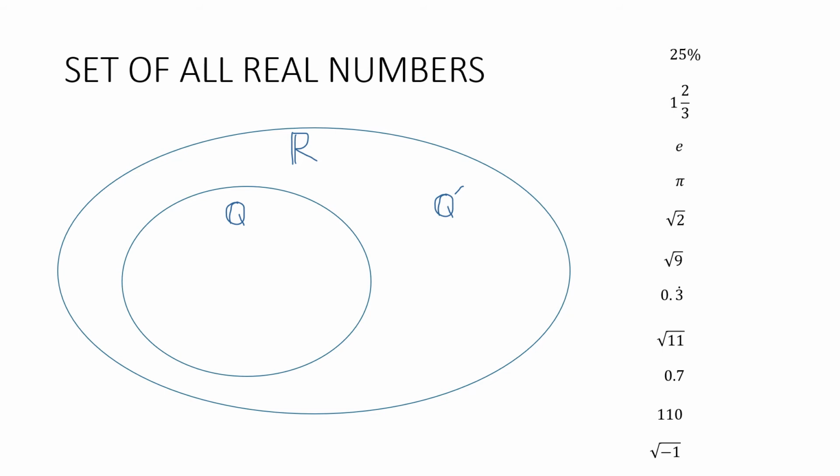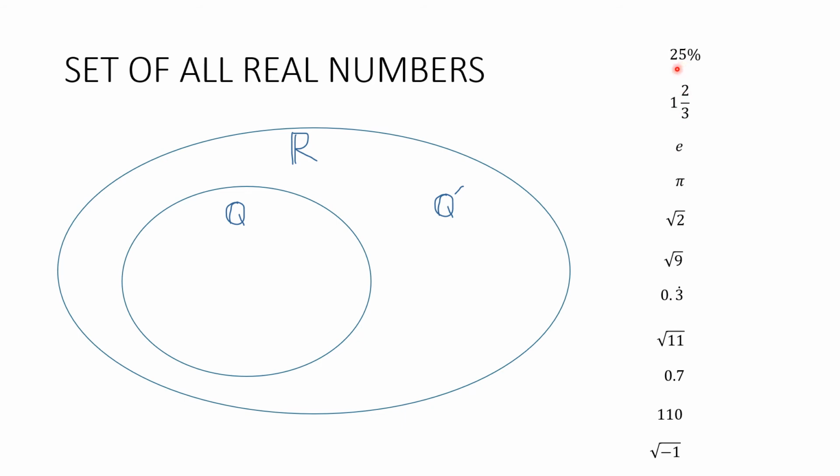Now within that set we have the rational numbers, and it's got the symbol Q because it stands for quotient. And remember how we said that rational numbers can be written in the form p over q? So they can be written as a quotient. Outside here, these are the irrational numbers, and we do Q with a little dash after it, and this means not Q. So let's have a look at all of these numbers and see where they fit.